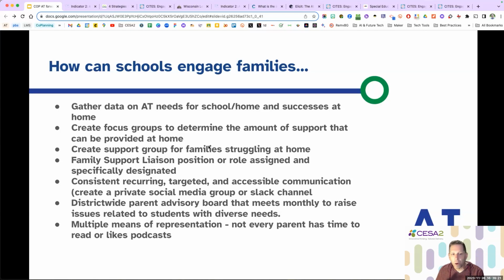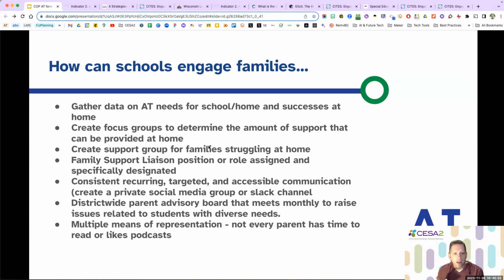These next two: a support group for families that are struggling to help out at home or struggling with supporting that assistive technology in the home. This is my wife's new role, as she's a family support liaison for pediatric therapies. I started thinking, wow, this would be a really cool way for districts, right? To have that position or role for someone on your team to be that liaison between the family and the school team, the IEP team or the AT team.